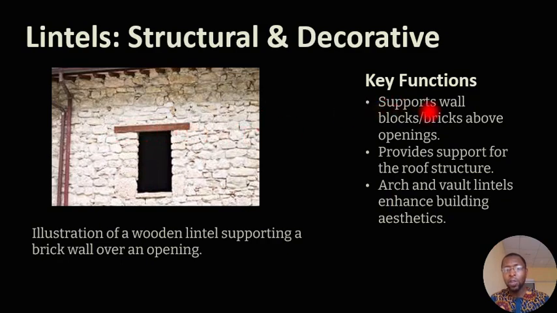Now the major function of the lintel is to support the wall blocks above openings. You will see this is an entrance without a door, but the lintel is supporting the wall above it, so that it does not cover the opening. Number two is to provide support for the roof structure. There are places where you put this lintel to provide support for the roof structure. And it also enhances the beauty of the house. So that's what the lintel does to a building.